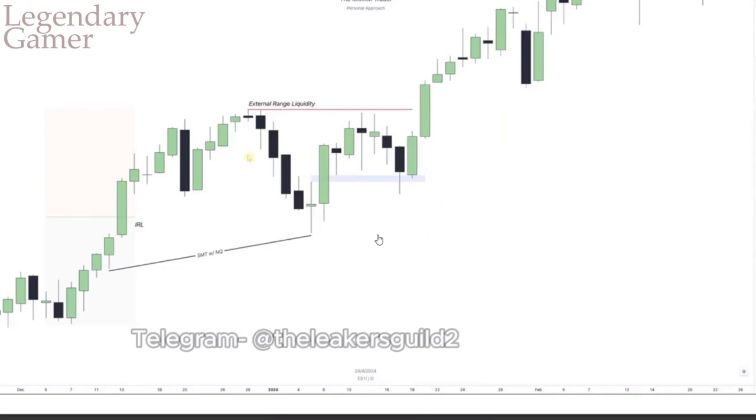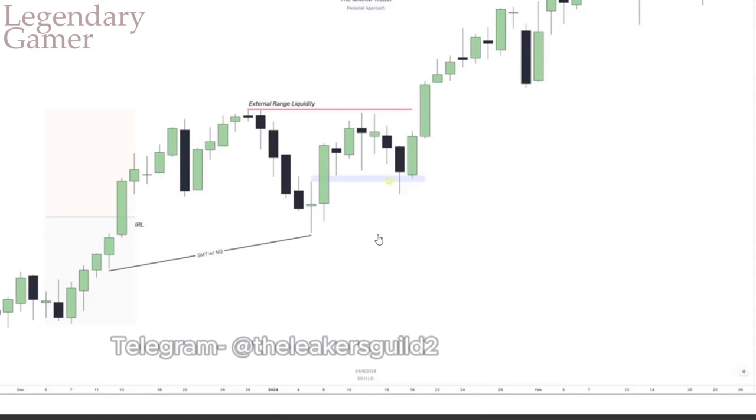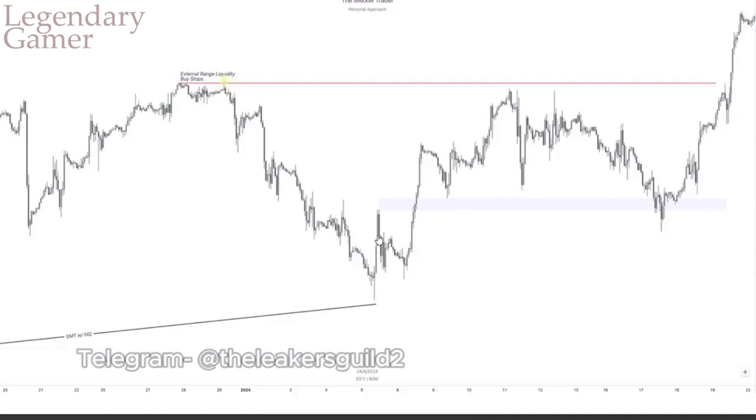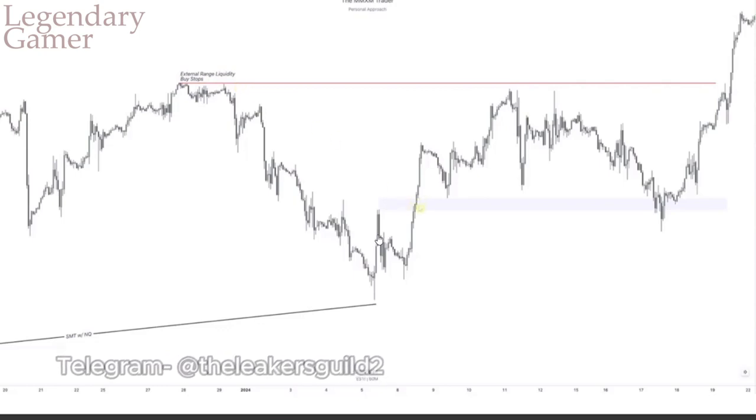Mark out your external range liquidity. Over here, buy stops are resting above here, so we want to go external, but we can go from internal to external. So if we zoom in into the 1 hour chart, how does this look like? We've got that external range liquidity where those buy stops are resting, just like in the previous slide. This is on a 1 hour chart, and then we have that fair value gap on the daily time frame over here.